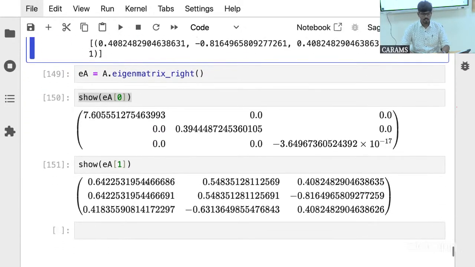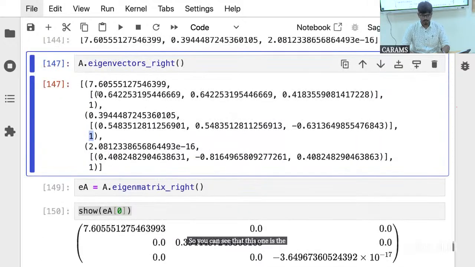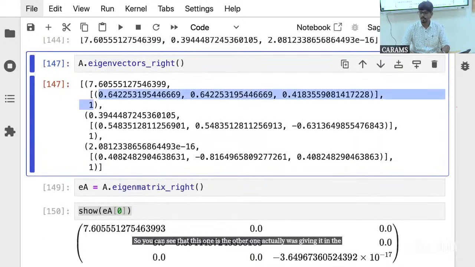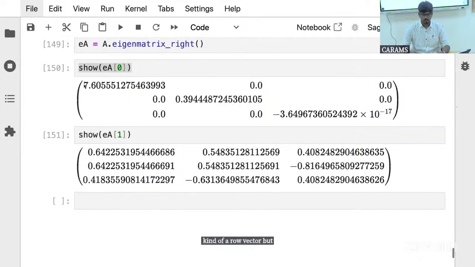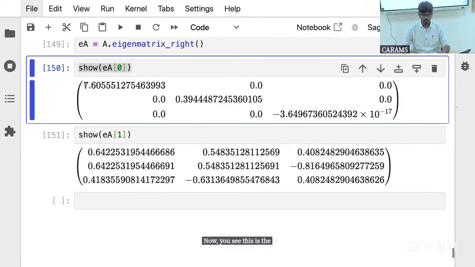So you can see this one, I see the other one actually was giving it in the kind of row vector, but now you see this is the eigenvalue and the corresponding eigenvector is listed in the first column. Yeah, 0.64, 0.64, 0.41, etc.